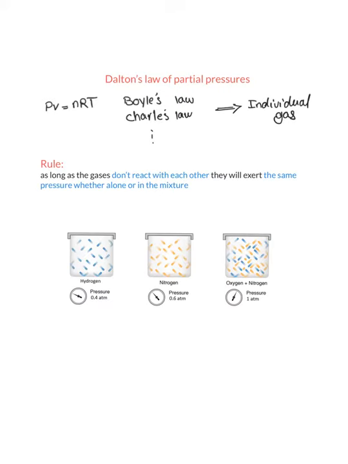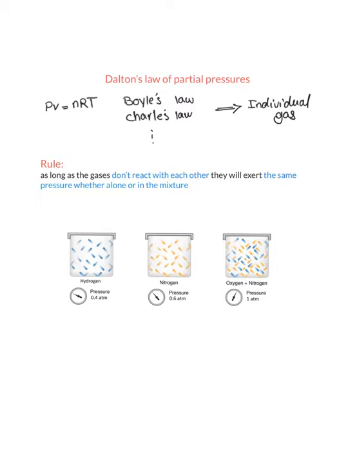So here is the rule. As long as the gases don't react with each other, they will apply the same pressure whether they are alone or they are in a mixture. And we call that pressure of that particular gas its partial pressure.